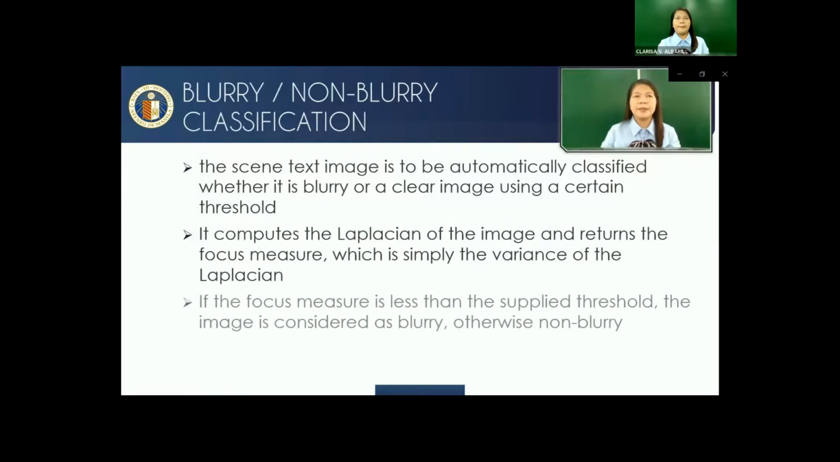In blurry and non-blurry classification, the scene text image is to be automatically classified as either blurry or clear using a certain threshold. It computes the Laplacian of the image and returns the focus measure, which is simply the variance of the Laplacian. If the focus measure is less than the supplied threshold, the image is considered blurry, otherwise non-blurry.